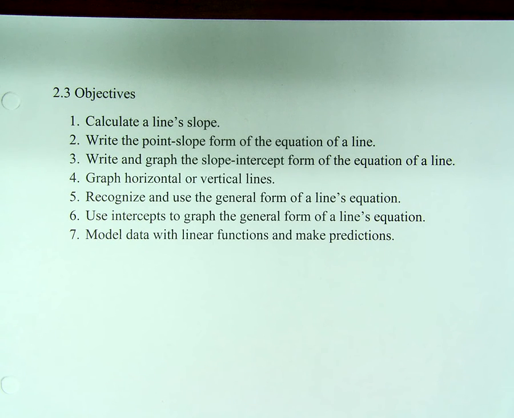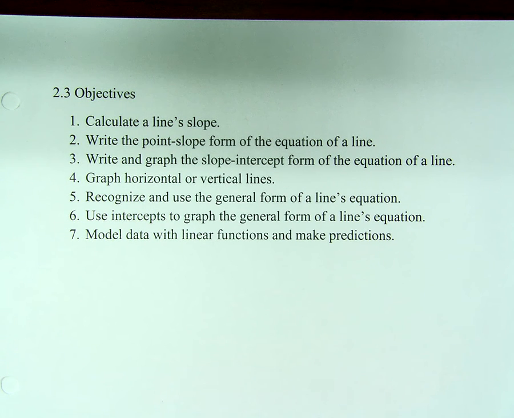Section 2.3. Our objectives for section 2.3, there's 7 of them, but a lot of them are very closely related. So first of all, calculate a line slope. Number 2, write the point slope form of an equation of a line. Number 3, write and graph the slope-intercept form of the equation of a line. Number 4, graph horizontal or vertical lines.